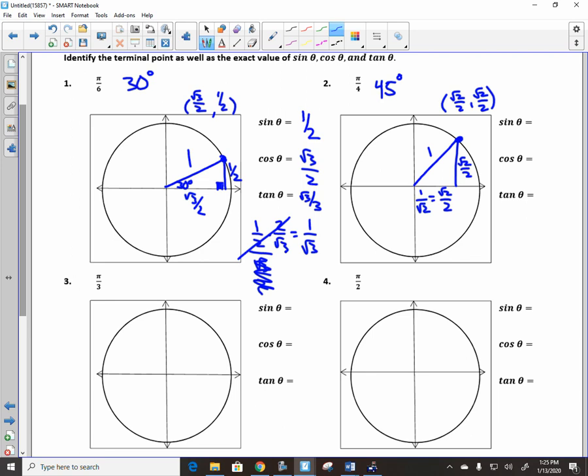Is sine the x value or the y value? Doesn't matter in this situation, but it is the y value, square root of 2 over 2. Cosine? Root of 2 over 2. Now before you freak out about tangent, if they're the same, 1.